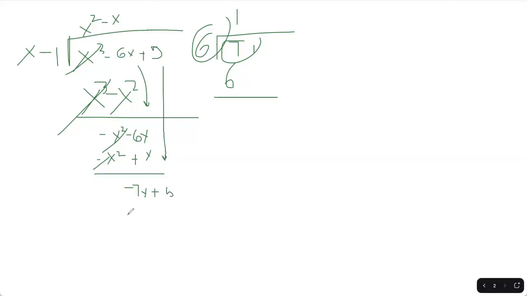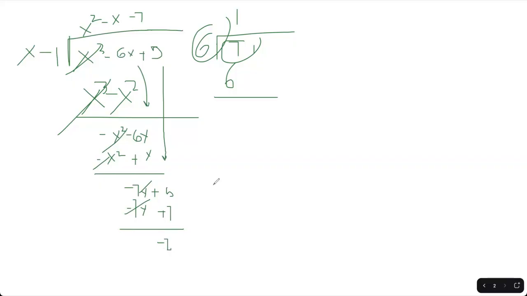Finally, how many times does x go into negative 7x? Minus 7 times. So you multiply that, you get negative 7x. And then negative 1 times negative 7 gives you plus 7. Subtract, they cancel out, no surprise there. 5 minus 7 gives you negative 2, and that's your answer.